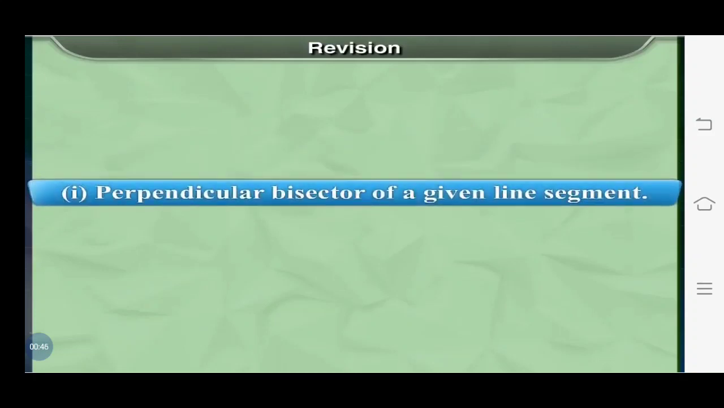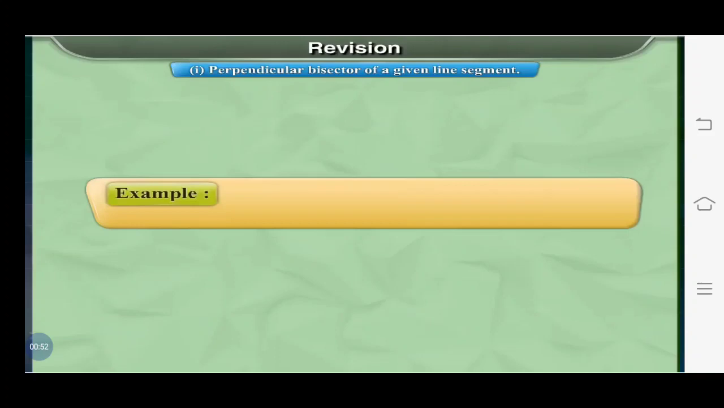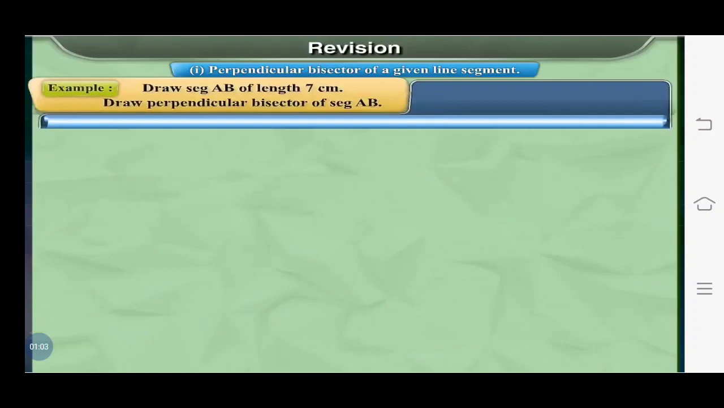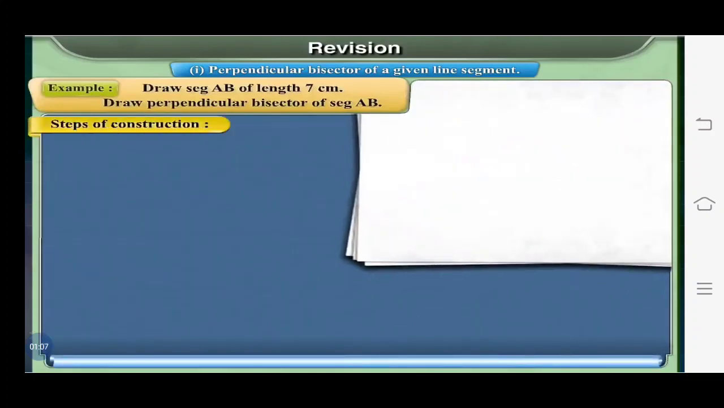Revision of basic constructions. We start our revision with the construction of a perpendicular bisector of a given line segment. Let us take one example. Draw segment AB of length 7 cm. Draw perpendicular bisector of segment AB. We shall now proceed step by step and construct a perpendicular bisector of segment AB.